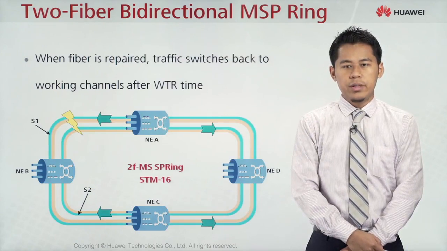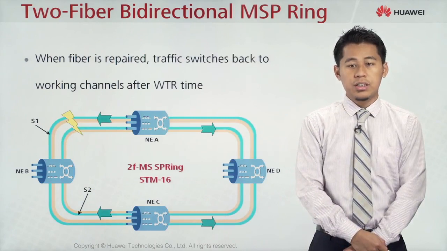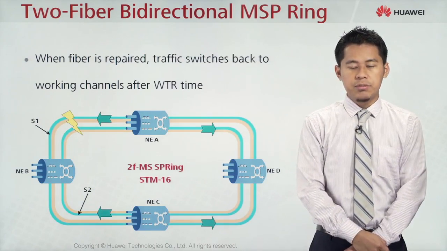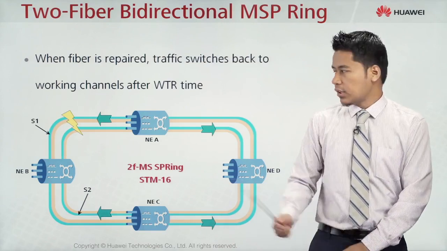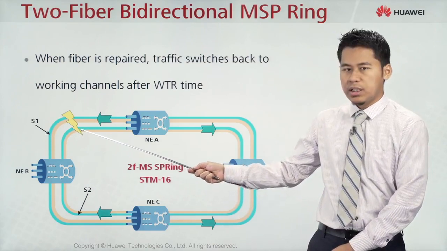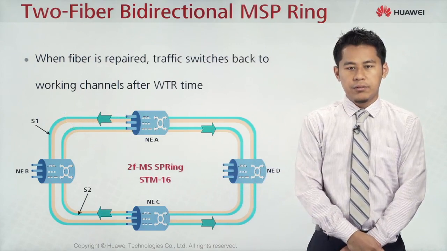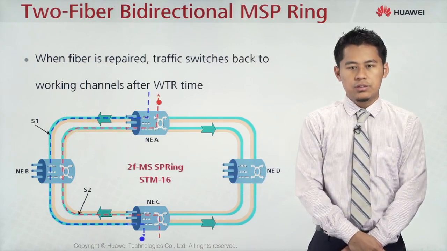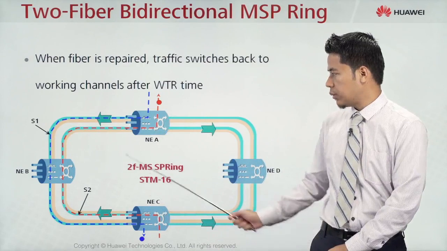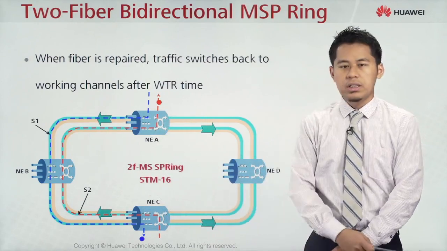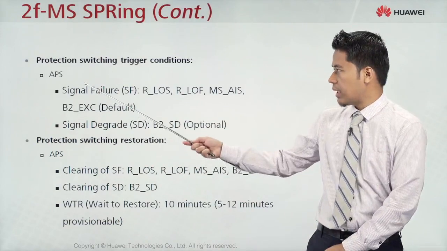The next part will be the 2-fiber MSP ring. When the fiber is repaired, if you set it as revertive, you need to set the WTR, wait to restore. Most of the time the default is 600 seconds. So if you set it as revertive and you have already solved the fiber cut problem, the traffic will automatically go back to the original path. As normal traffic, from C they will go to B, and from B they will go to A.